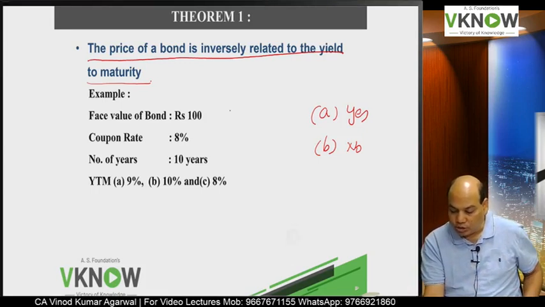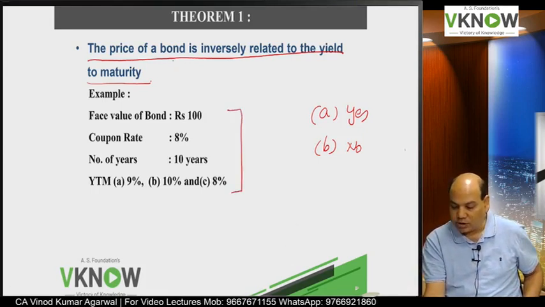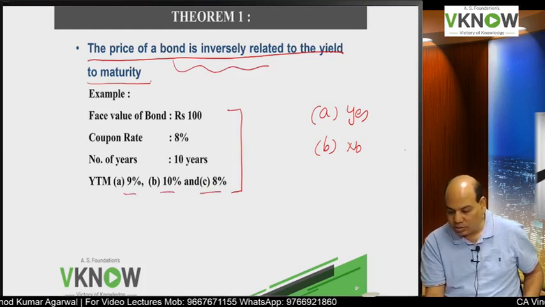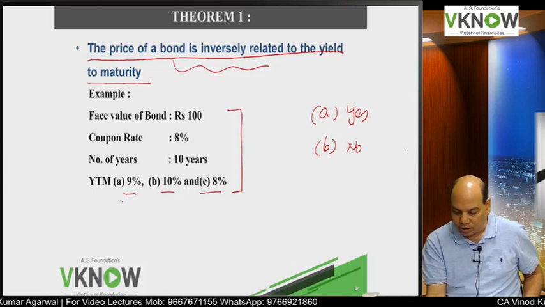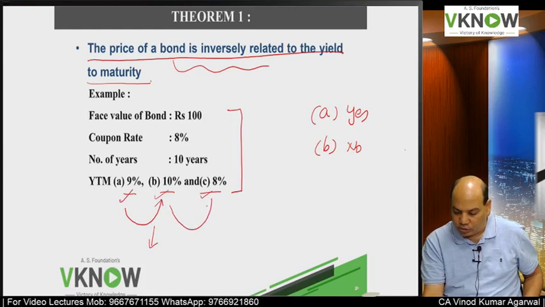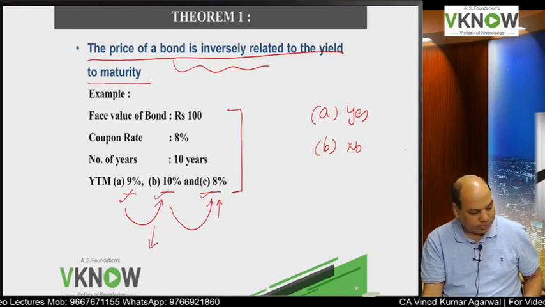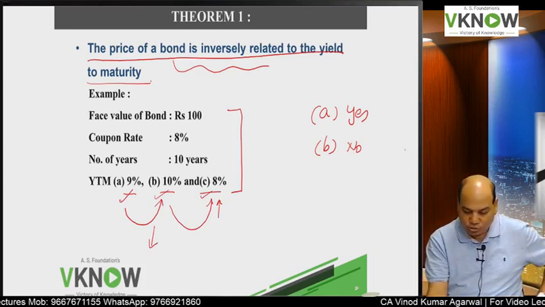But in order to demonstrate that this theorem is correct, we are going to take three discount rates: 9, 10, 8. When you move from 9 to 10, bond price will fall. When you move from 10 to 8, the bond price will rise. So this question I am going to solve. Take out your notebook again.